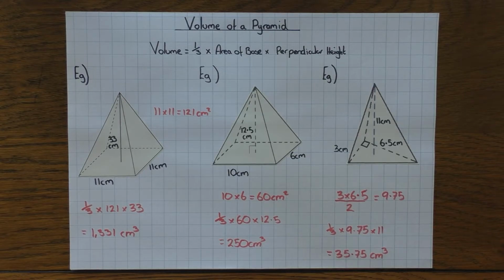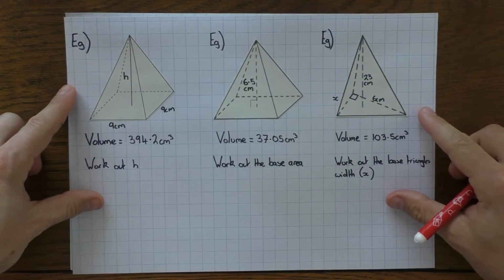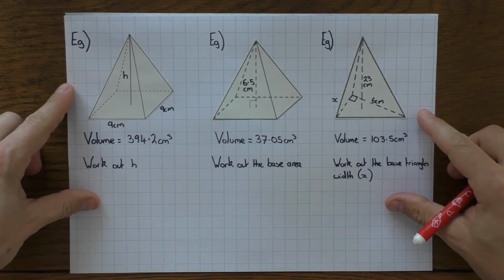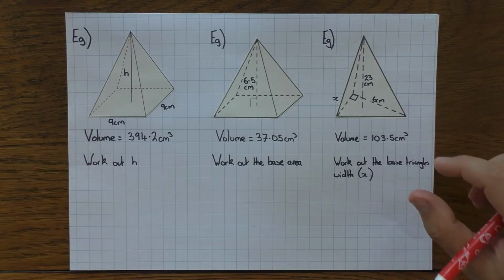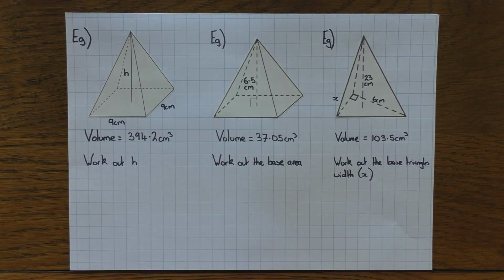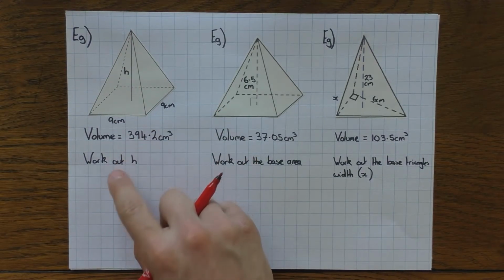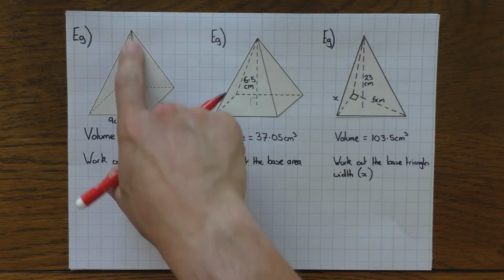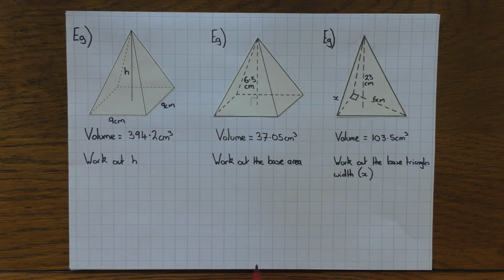Okay, so there's just the basics of using the formula. Now let's have a look at how we find the missing lengths, which is definitely a bit more juicy. Okay, so here we go. Like I say again, I've got my square, my rectangle and my triangle, and we're going to have a look at working out some missing lengths. So in this one here, I'm told what the volume is. I'm told I need to work out h, which is the height there. So basically I'm working backwards.